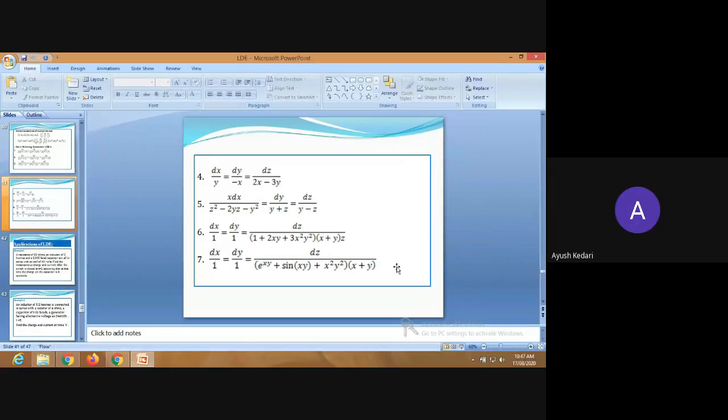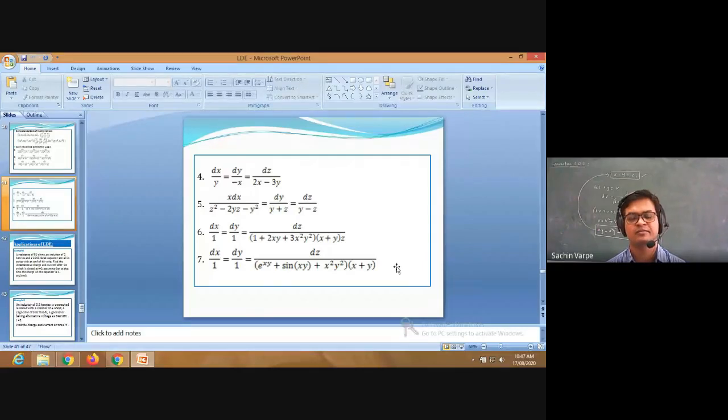Yes, sir. So the 7th sum is the same. Only the functions are different: exponential, sine, and x square, y square. So on the same basis, you have to try the 7th one. Don't solve here. This is for homework. So let us proceed with the next step, next topic.